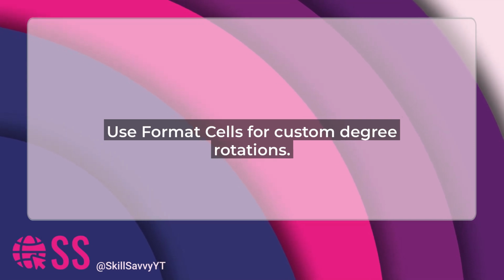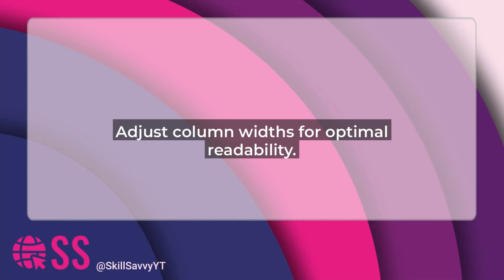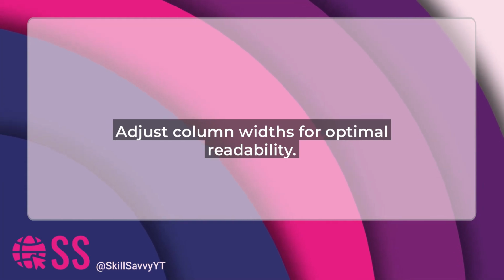If you need more control, right-click on your selected cells and choose Format Cells from the context menu. In the Format Cells dialog box, switch to the Alignment tab. Here, you can manually enter a specific degree for rotation, anything from -90 to 90 degrees. Hit OK, and voila, your text is customized.